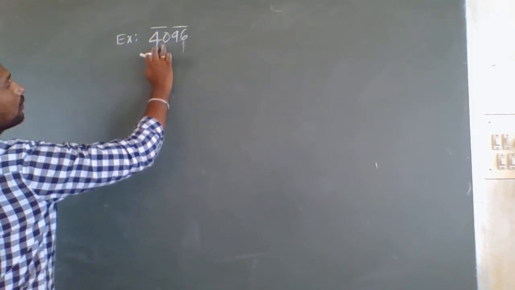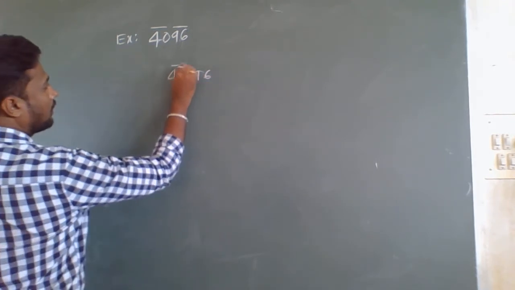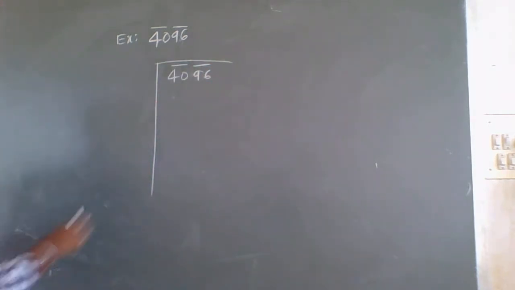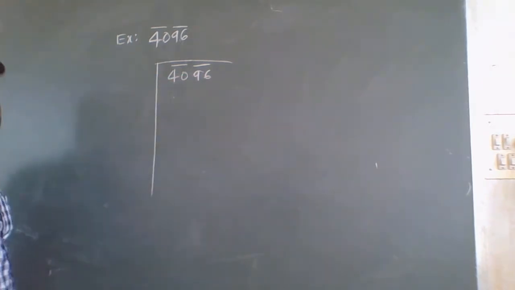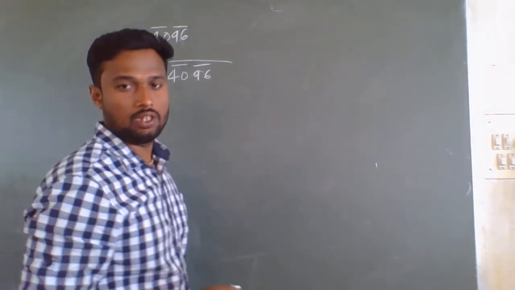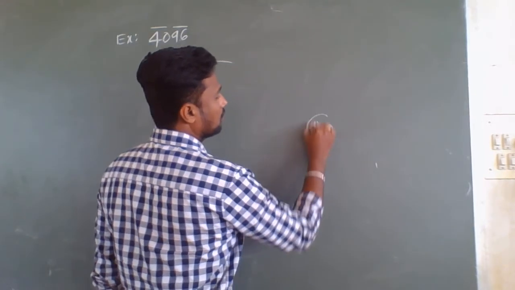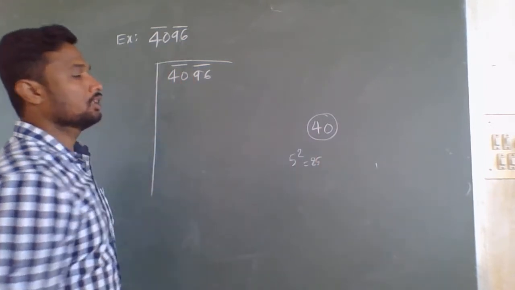Here we have two digits. Okay. So now we will consider 4096 and we will make two groups. So now here in the first group what we have? 40, means there are two digits, 40. Okay. So now you have to check 40 with perfect square numbers. So when you check with 5 square, what you will get? 25, which is less than 40.